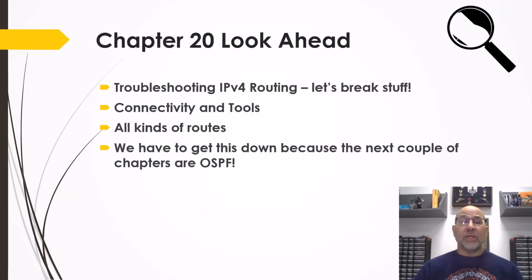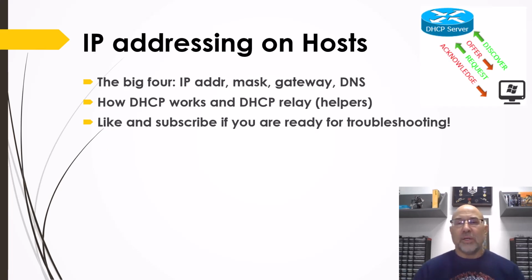Well, the chapter 20 look ahead, troubleshooting IPv4 routing. We're going to break stuff, so I'll do some examples where things don't work and then we'll fix it. So this is a real test of connectivity and tools, all kinds of those static routes and directly connected routes that we're going to remind ourselves about. Now, we really have to get a handle on this because what's coming up in the next couple of chapters after 20, so 21, 22, 23, I think, are all going to be about OSPF, getting to know and love this ubiquitous routing protocol.